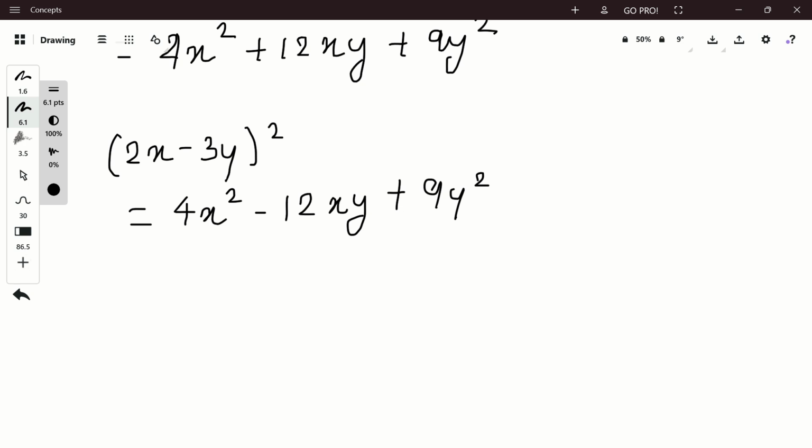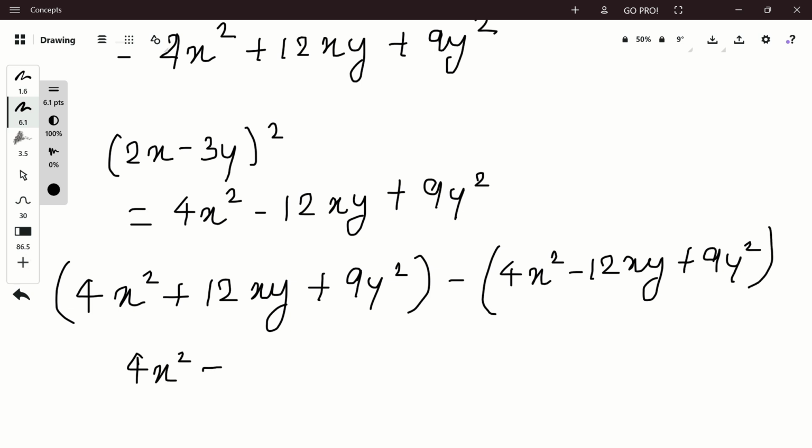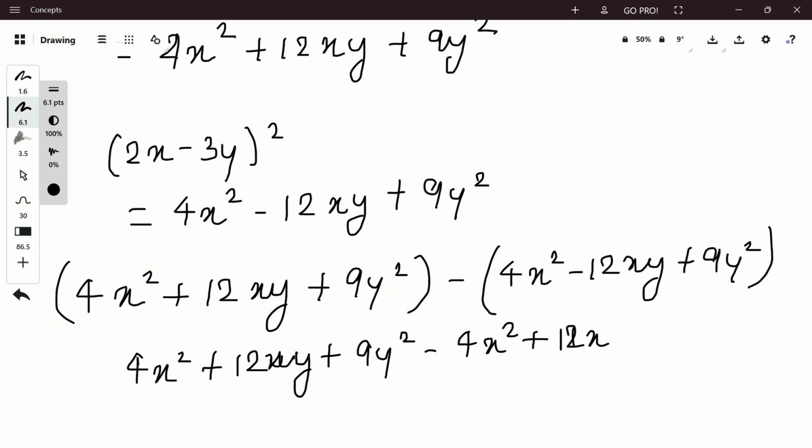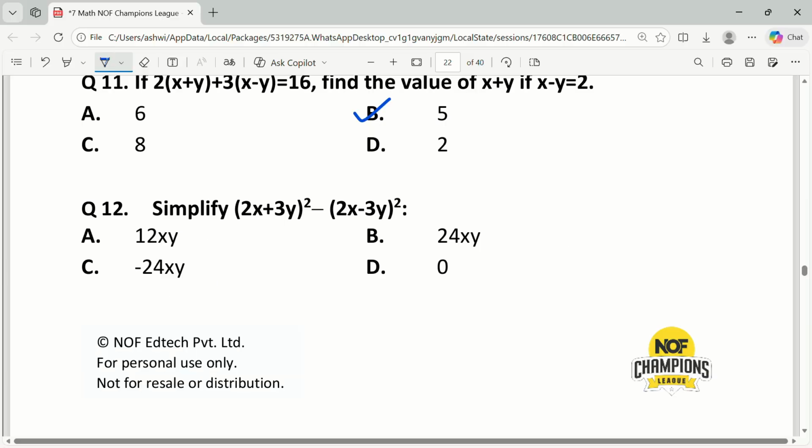Subtracting the expanded versions, we have 4x² + 12xy + 9y² minus 4x² − 12xy + 9y², which is 4x² + 12xy + 9y² − 4x² + 12xy − 9y². That is, cancelling out these terms, we have 24xy. Comparing with the given options, the answer is B.